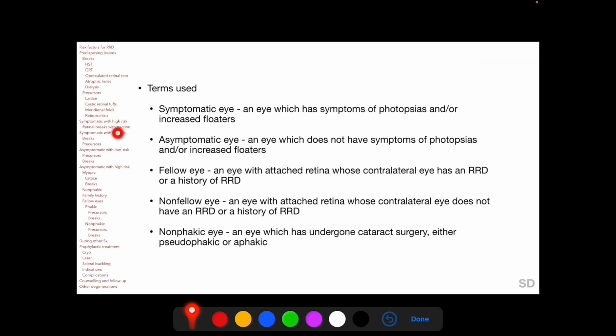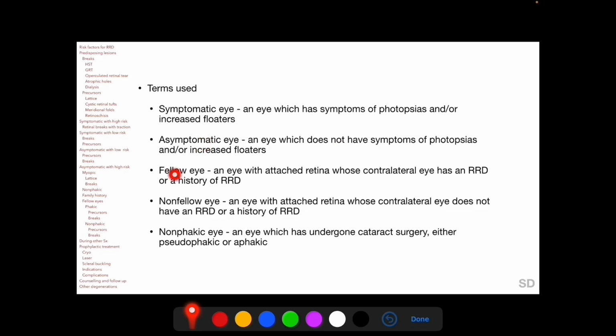Before going into the individual clinical scenarios, we'll describe certain terms which we will use. A symptomatic eye is an eye which has symptoms of photopsias and/or increased floaters, and an asymptomatic eye is an eye which does not have these symptoms.